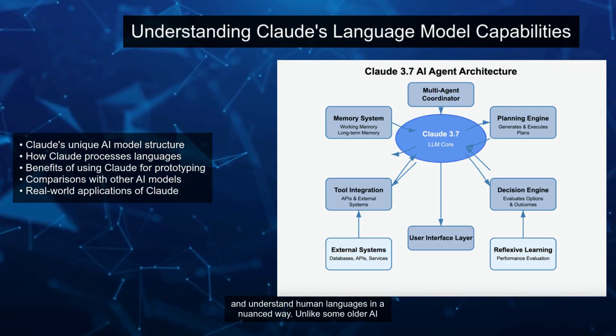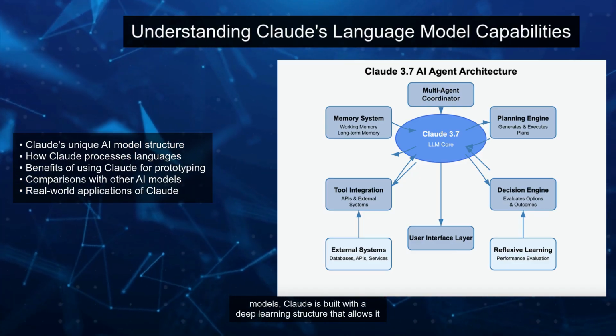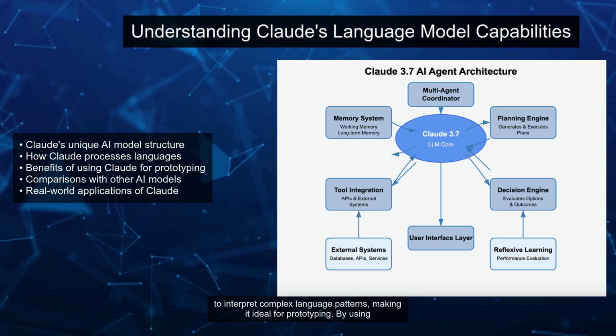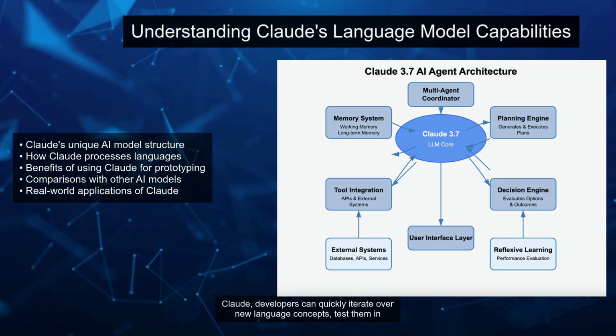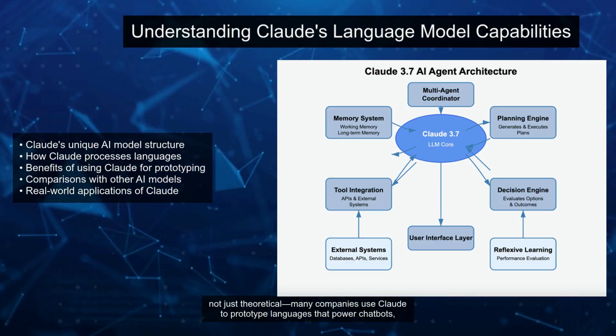a nuanced way. Unlike some older AI models, Claude is built with a deep learning structure that allows it to interpret complex language patterns, making it ideal for prototyping. By using Claude, developers can quickly iterate over new language concepts, test them in real time, and refine their ideas without extensive manual coding. This capability is not just theoretical.